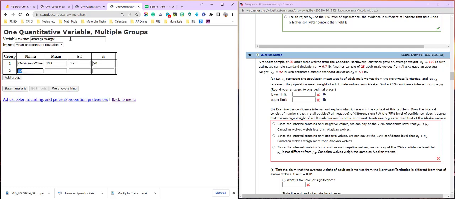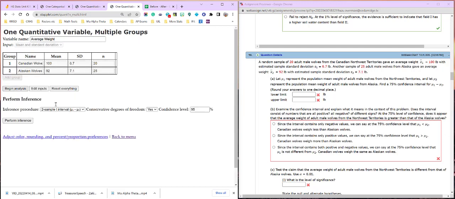Sample size is 20. The other one is Alaskan wolves. And their mean weight is 92 pounds. Pickings must be slimmer in Alaska. That kind of makes sense. And their standard deviation, and there are 25 of them. Do not mix these up. Make sure this is sample size here on that third column. Standard deviation in the middle and mean in the first.